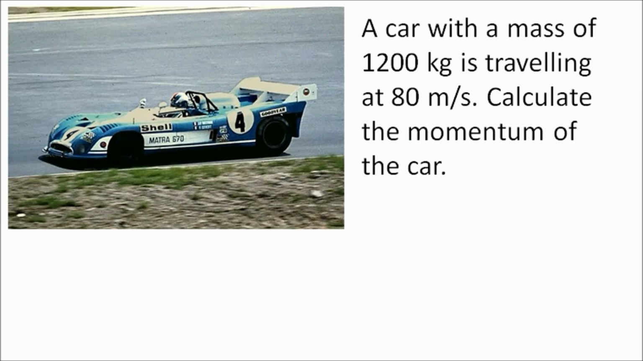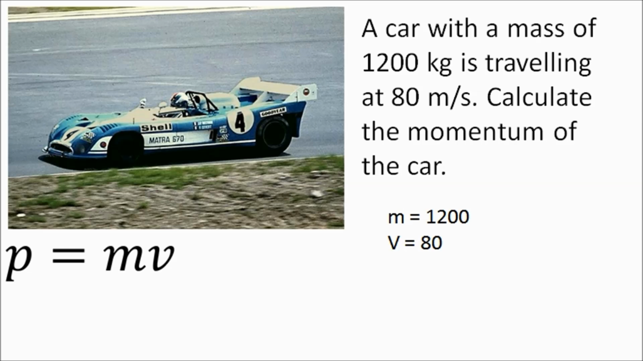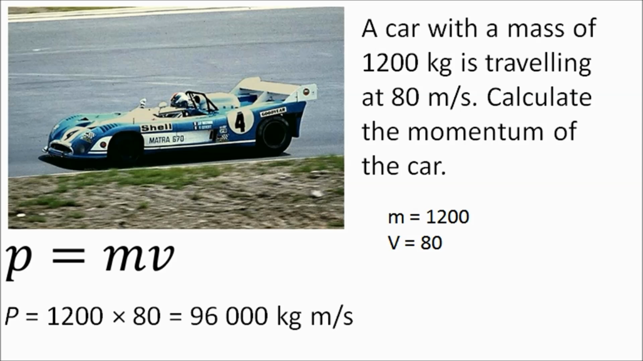So let's use this equation. We've got a car with a mass of 1,200 kilograms. It's traveling at 80 meters per second. Calculate the momentum of the car. So we know the mass m is 1,200. We know the velocity v is 80. So we simply multiply those two together and we get 96,000 kilograms meters per second.